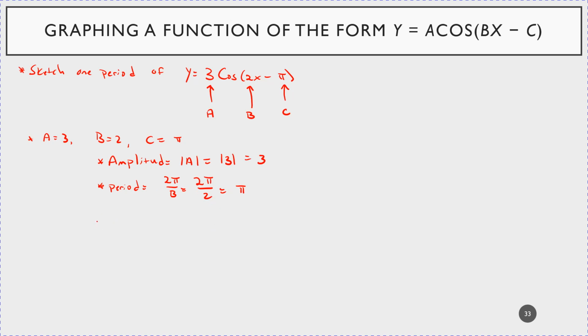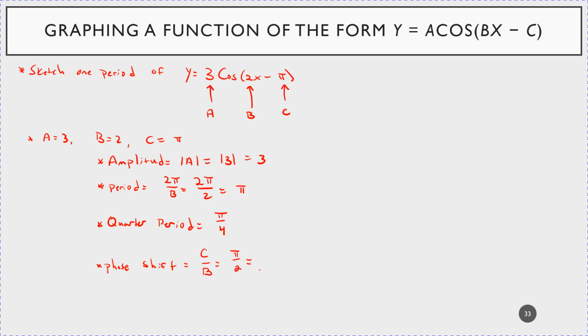Then next, what helps us find the 5 key points? You've got to find the quarter period. So this is going to be just pi divided by 4. And then, yes, absolutely, we've got a phase shift here. So this is just c divided by b, which is just pi divided by 2.